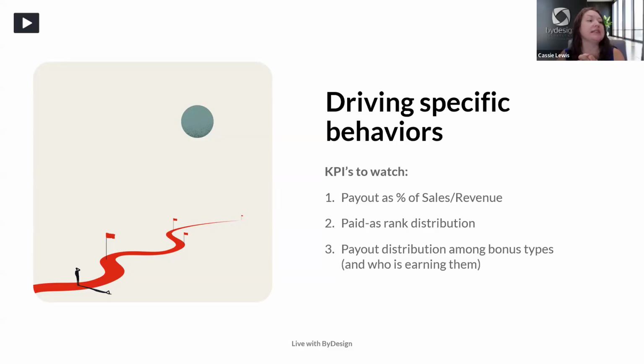Secondly, look at the distribution of your paid as rank. Okay, you should naturally have more reps in your lower ranks, and as you go up your comp plan, the higher ranks, you're going to have fewer and fewer. That is the design of a comp plan. It's more difficult to hit the higher ranks, so you should always have that.